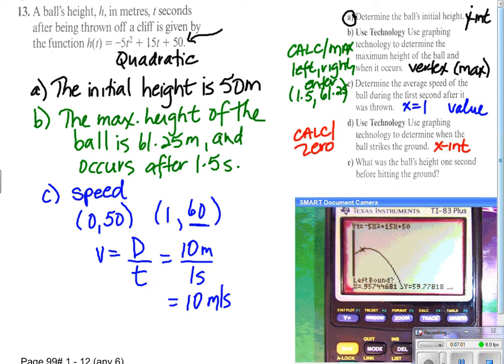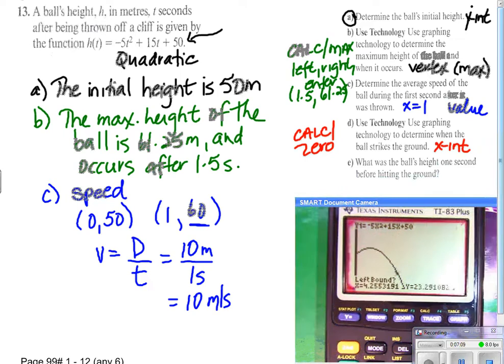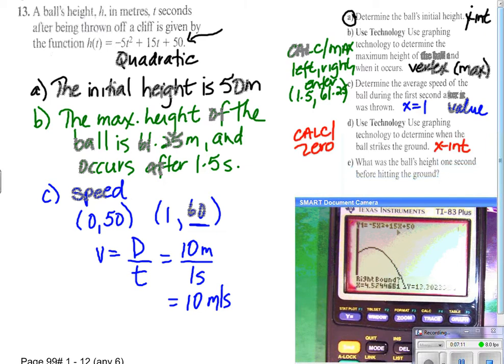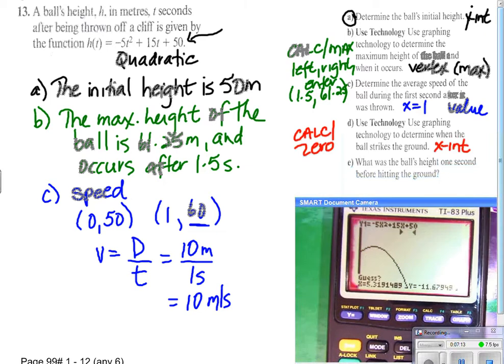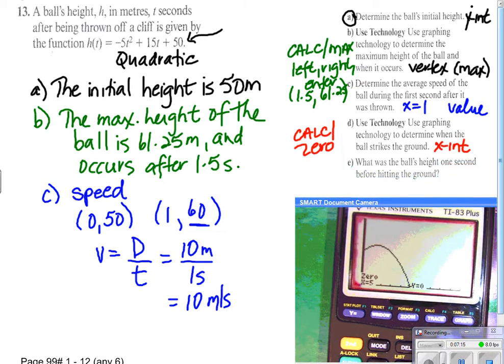I have to take my cursor to the left of that x-intercept. I'm going to go a little closer to the curve. And then to the right, markers, enter, and I will have my x-intercept. And you know it's an x-intercept because the y value is 0. So we have an x-intercept of 50.